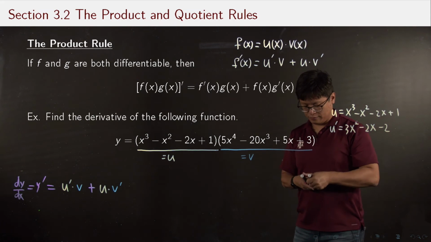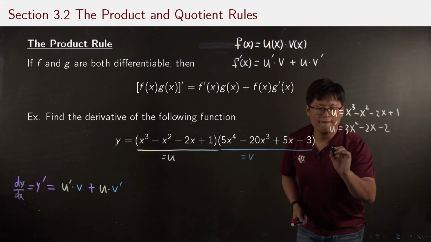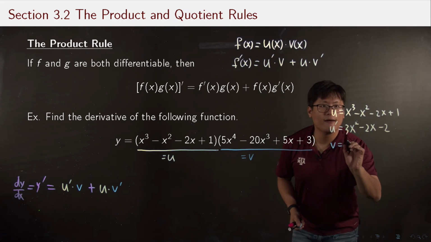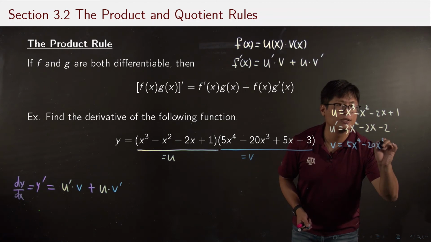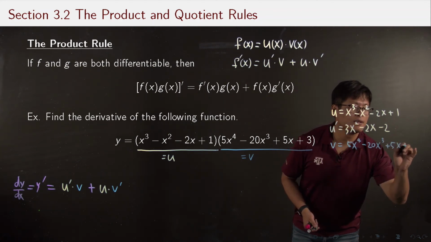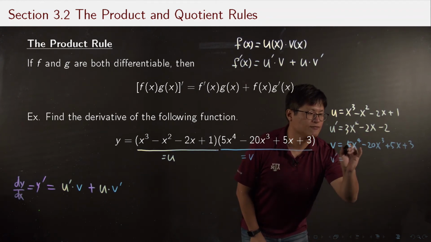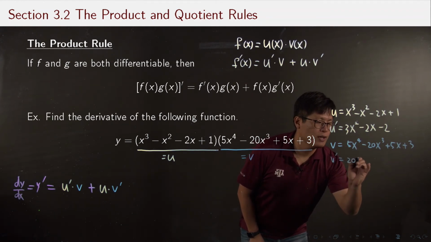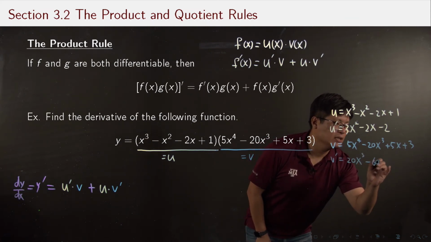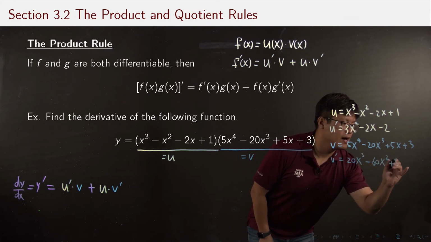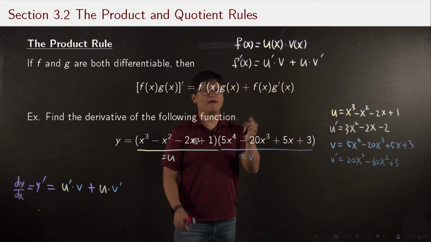What is my third one? V is given: 5x to the 4 minus 20x cubed plus 5x plus 3. Then it's really easy to find v prime, which is 5 times 4, which is 20x to the 4 minus 1, which is 3, minus 60x squared plus 5, and constant prime equals 0. Here we go. We have 4 pieces for this puzzle.